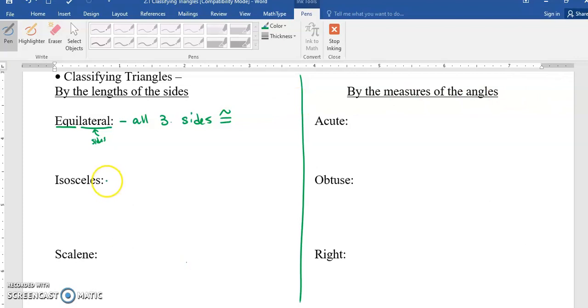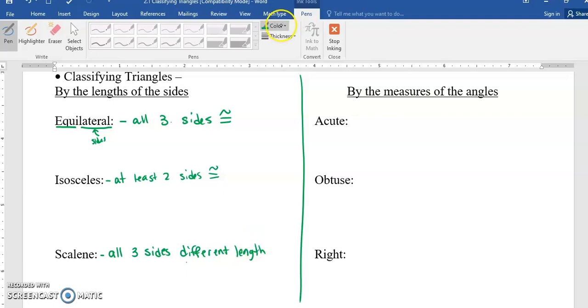An isosceles triangle, technically the definition is at least 2 sides congruent. Usually we just differentiate. If 2 sides are congruent, it's isosceles. If 3 sides, we call it equilateral. But technically an equilateral triangle is a special isosceles. And a scalene triangle is when all 3 sides have different lengths. So no 2 sides are the same, and that is scalene.